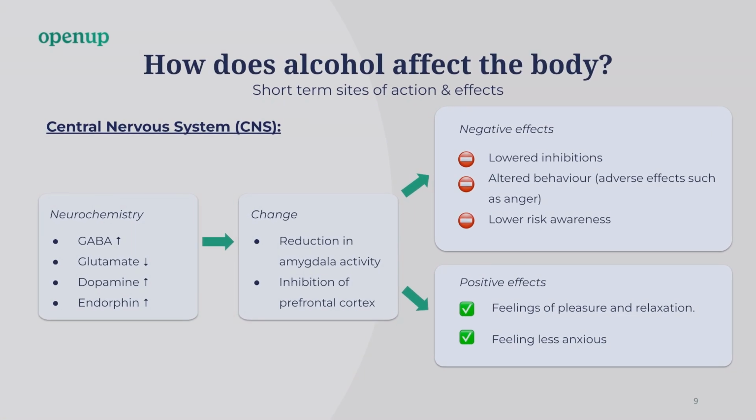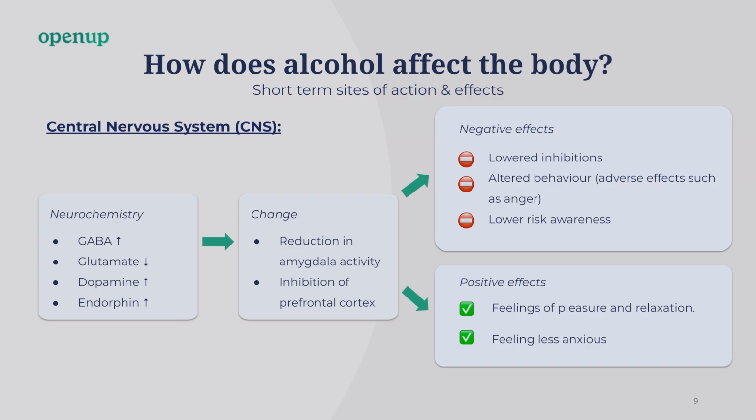GABA, which is like a relaxation neurotransmitter, goes up. Glutamate, which is the activating neurotransmitter, goes down. And dopamine and endorphin, which are like the reward neurotransmitters, go up, but also make you move. It's from the Latin word motivere, which basically translates into to move into the world, like getting into action.